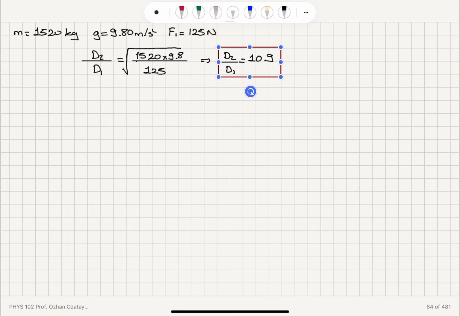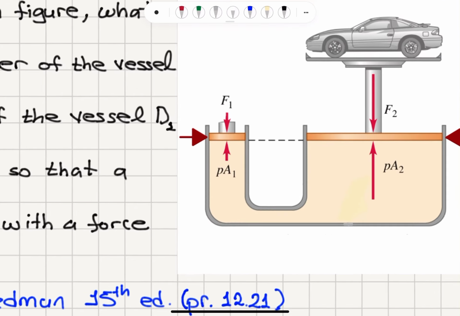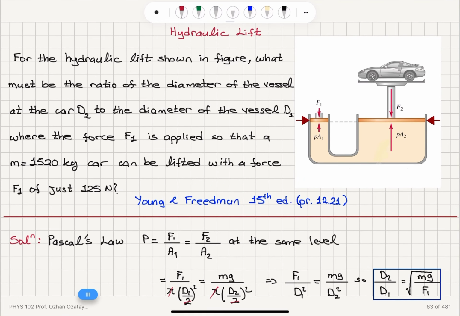All right. So we talked about a hydraulic lift. We have different diameters for these vessels: the vessel at the car and the vessel where force F1 is applied. The pressure on this side must be equal to the pressure on this side at the same level. The pressure gets transmitted to the other side according to Pascal's law.